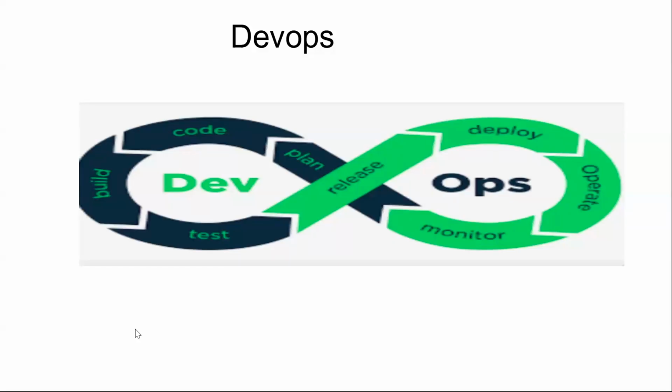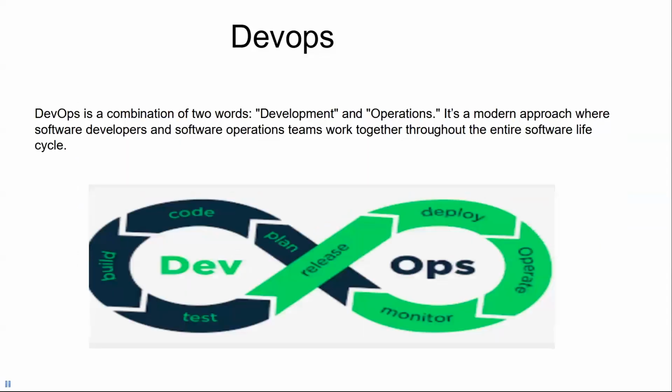Okay. So let me start with the very first topic, that is DevOps. DevOps is a combination of development and operations. Here you can see how software developers and the operations team work together. That is where the combination word comes into the picture. It is called DevOps.